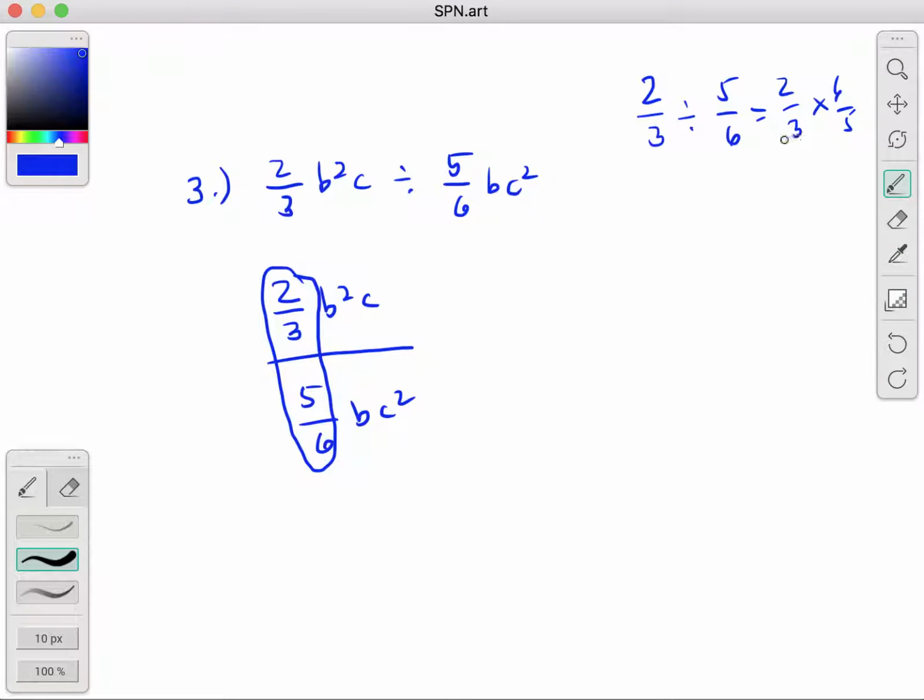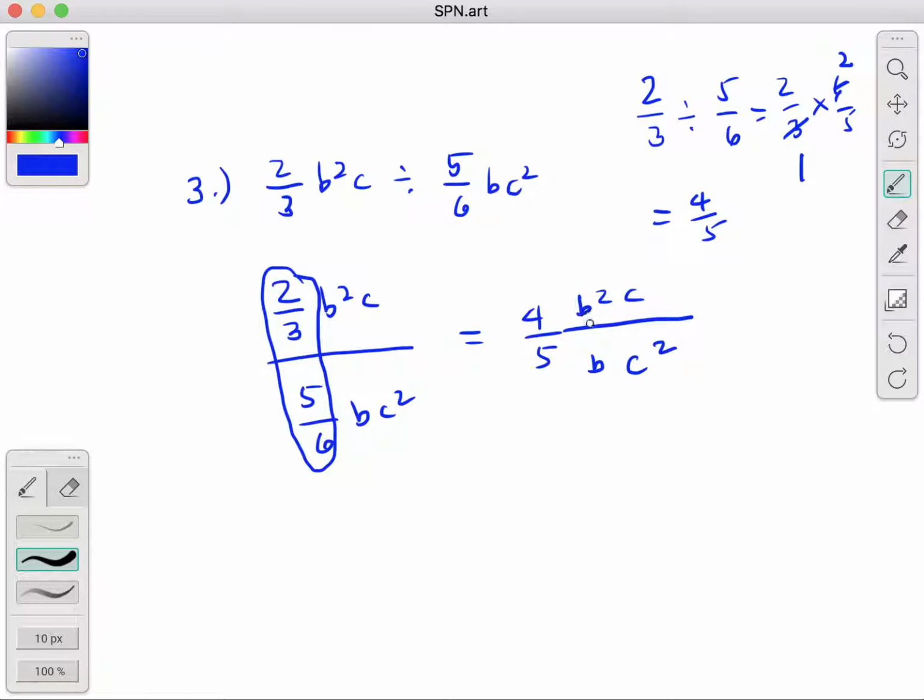So, magka-cancel tayo dito. Magiging 3 divided by 3 is 1, 6 divided by 3 is 2. So, magiging equal to 4/5 siya, 4/5. Kasi 2 times 2 is 4, 1 times 5 is 5. Okay? So, meaning, equals 4/5 times something. So, ito, ang nasa taas natin, b squared c. Ang nasa baba natin is bc squared.